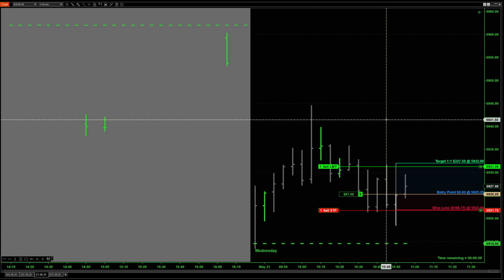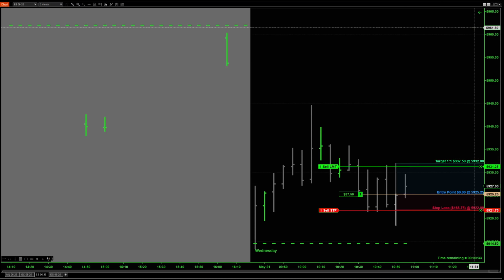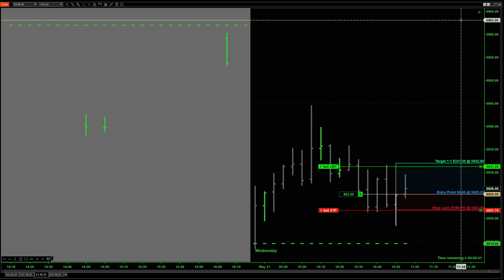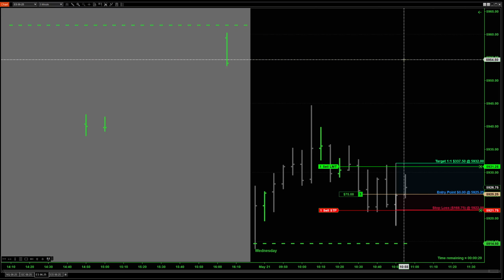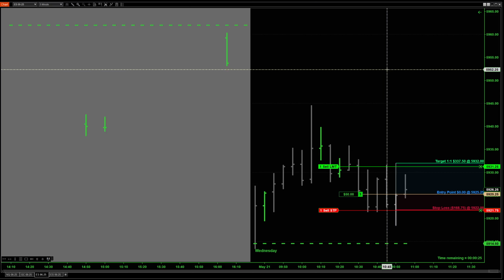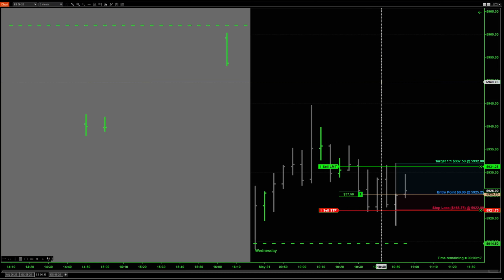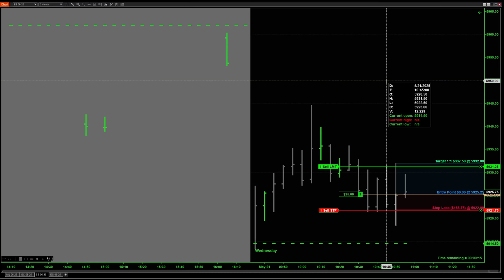But the only thing, price could fly here and go all the way to new all-time highs. Unlikely, but it could happen today. But as a day trader, I would really only be expecting, at best, that price is going to test the high of this bar here.